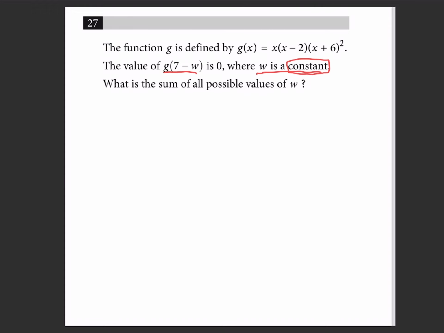So they're saying g of 7 minus w. Okay, so this is function notation. They gave us a function up here, g of x. Let's say they had asked a different question with the same function. They go, oh, what is g of 3? Well, you plug in the 3 everywhere you saw an x. So this one had an x, so I'd put a 3, and then this x minus 2 would be 3 minus 2, and then this x plus 6 squared, I would do 3 plus 6 squared, and so on, and I'd figure that out.